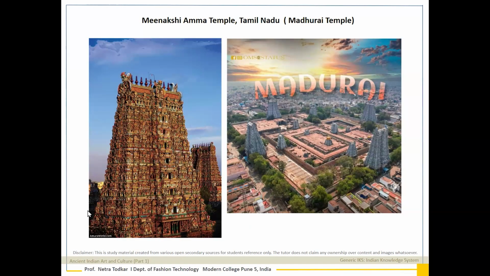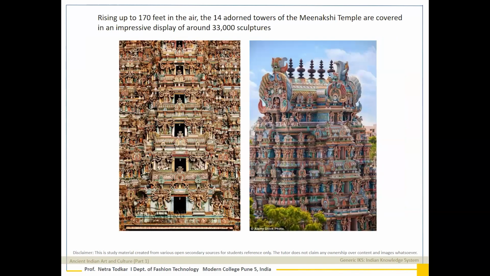Meenakshi Amma Temple, Tamil Nadu, also called the Madurai Temple. Rising up to 170 feet in the air, the 14 adorned towers of Meenakshi Temple are covered in an impressive display of around 33,000 sculptures. We can see 33,000 images or figures sculptured, carved on the towers of this temple.